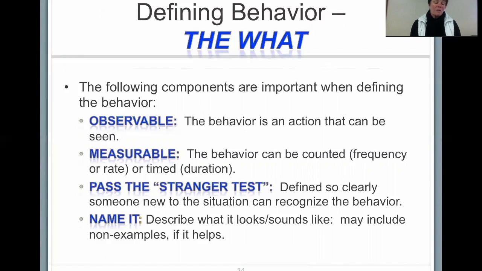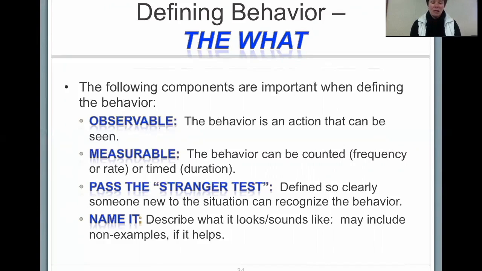In order for everyone to have the same understanding of the behavior of concern, an important step is to define the behavior. If we don't define the behavior clearly and concisely, everyone may have a different understanding or idea of what is going on. This is called operationally defining the behavior. There are 4 components to consider when operationally defining behavior.